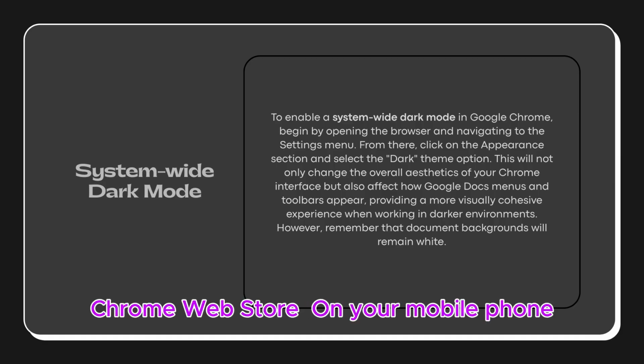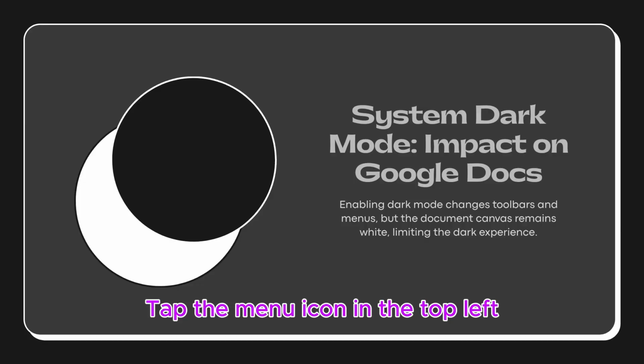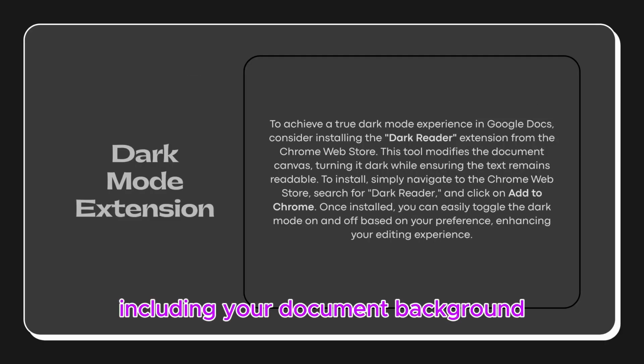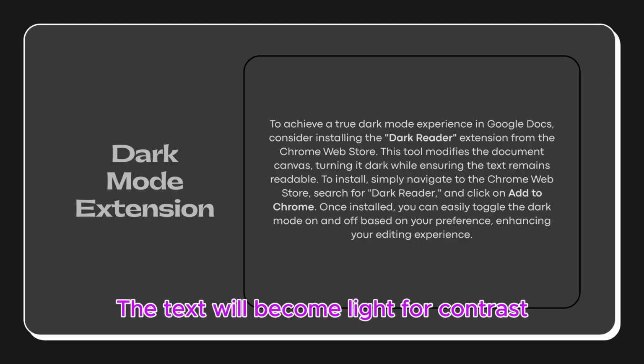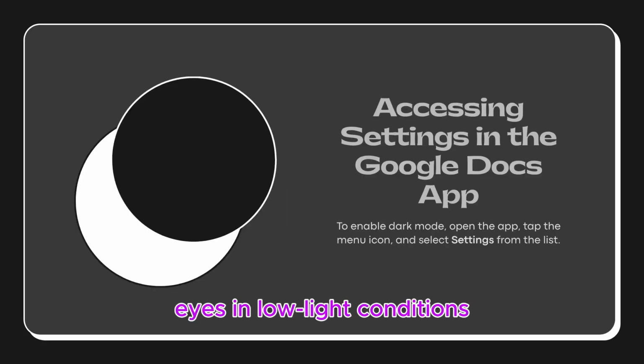On your mobile phone, open the Google Docs app, tap the menu icon in the top left, tap Settings, tap Theme, select Dark. This will change the entire app interface, including your document background, to a dark gray. The text will become light for contrast. This is much easier on the eyes in low light conditions.